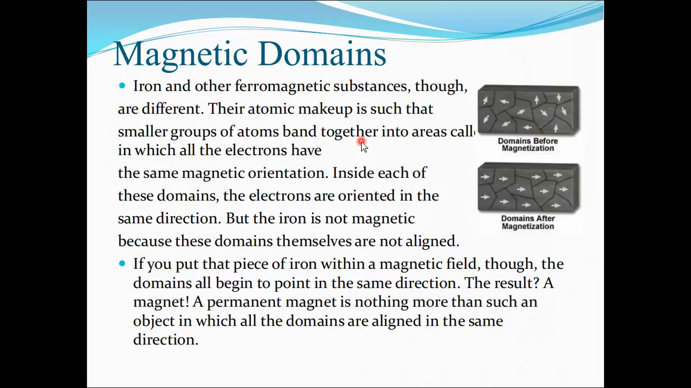If we put that piece of iron within a magnetic field, the domains all begin to point in the same direction. Okay, so for this domain, the magnetization is created. Before magnetization, the directions of all parts of the magnet are different, but after magnetization, their direction aligns and a north pole or south pole is created. So this is actually the magnetic domain.